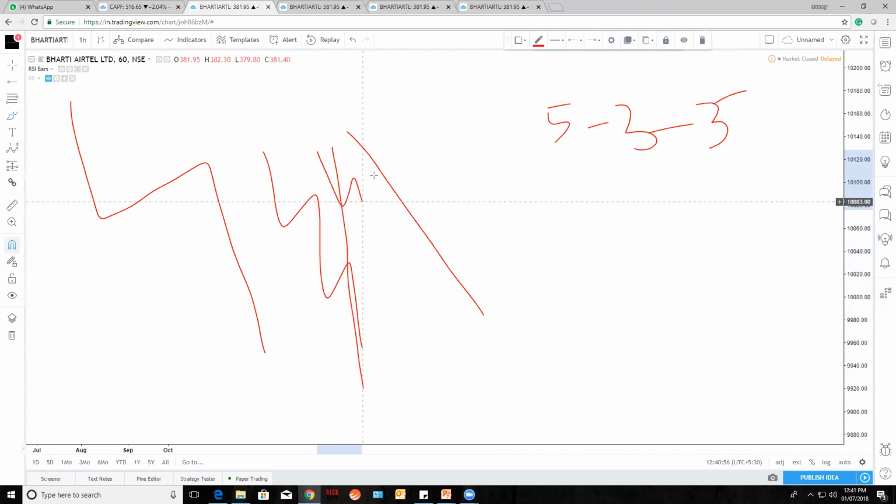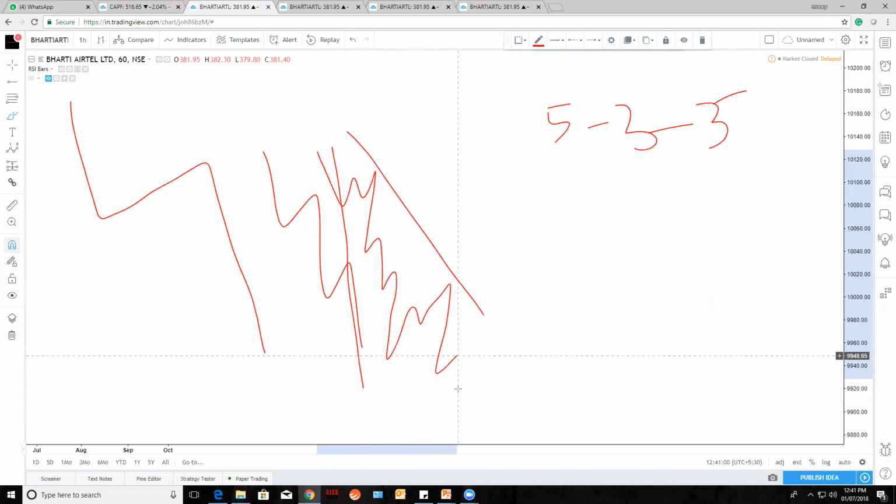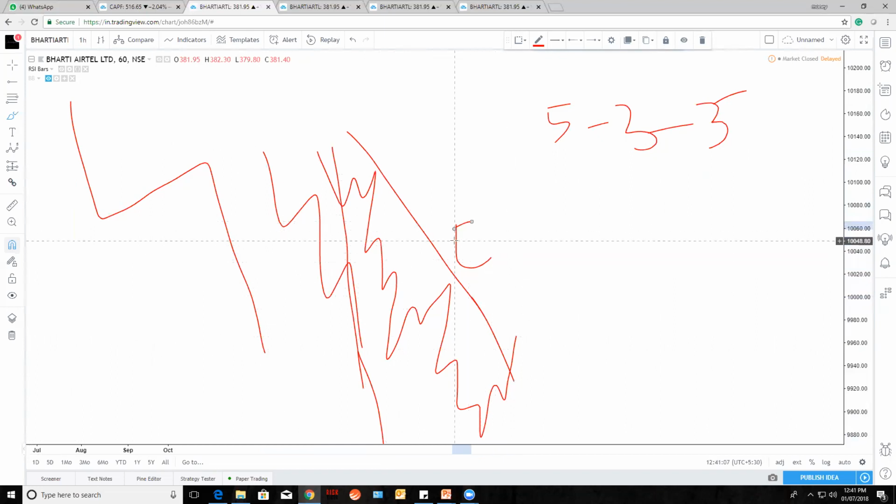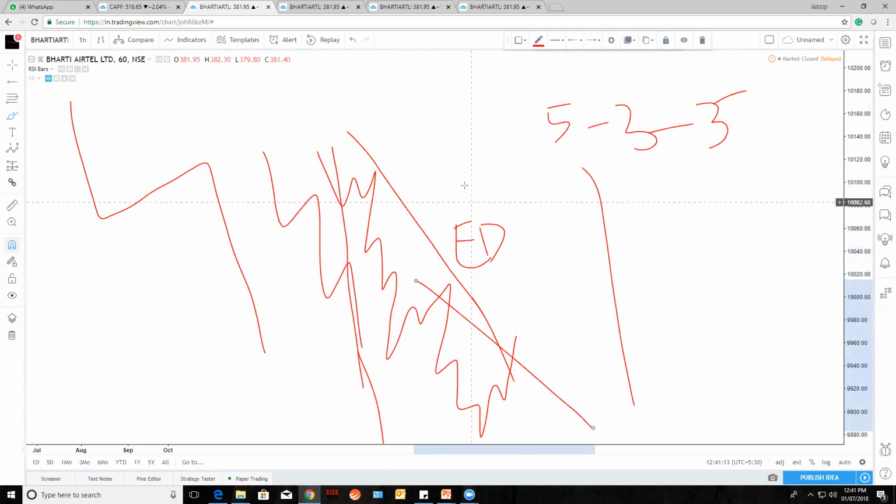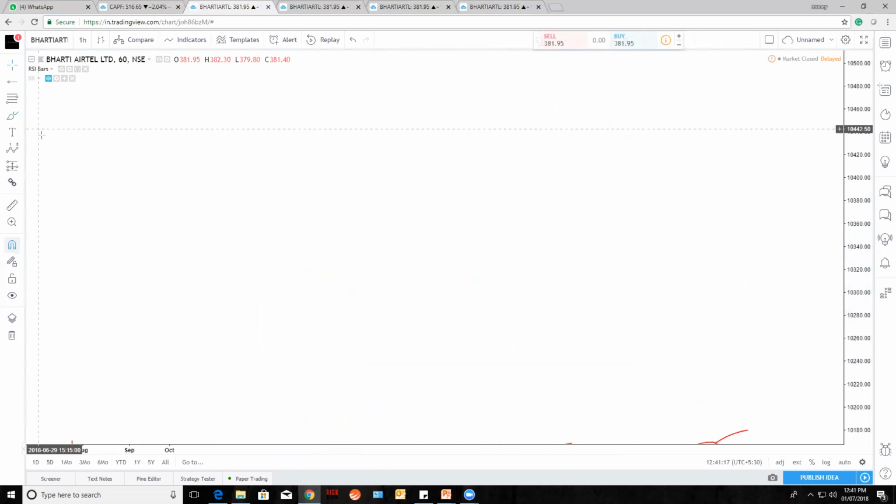It might be like this. It might be an ending diagonal. It's an expanded type, or it can be a contracting type. So I will explain you once again.